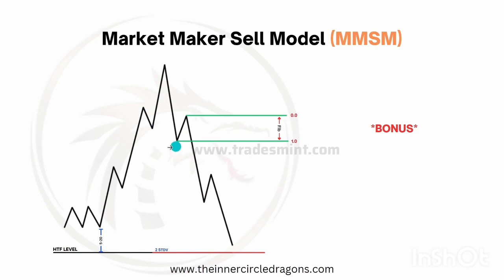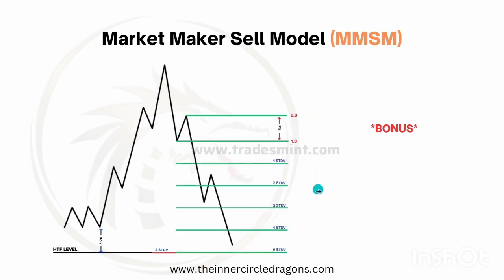If we also take the first swing low after the smart money reversal and anchor a fib from its low to the short-term high, and if we project deviations lower, this can give us extra confluence, again, especially if it lines up with a higher time frame level and another standard deviation.